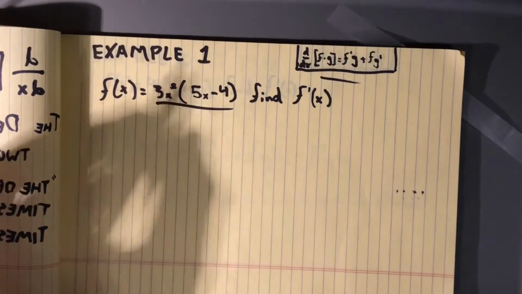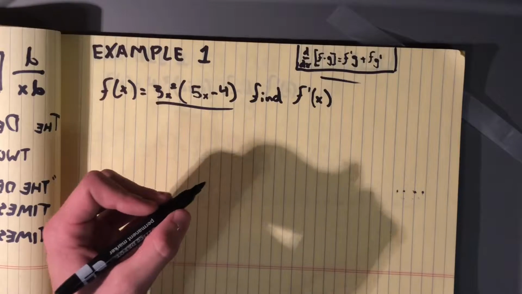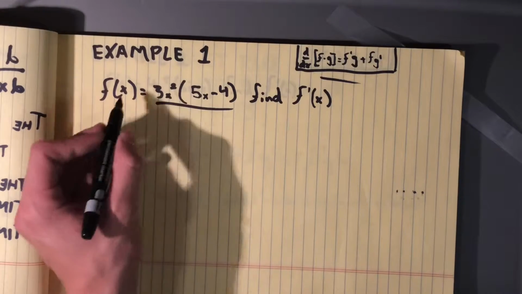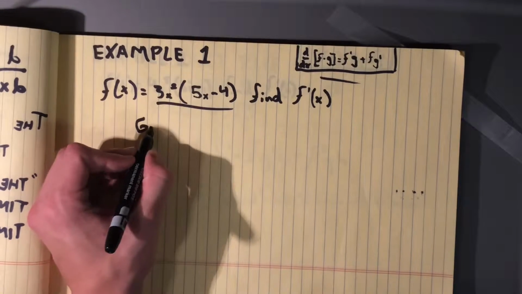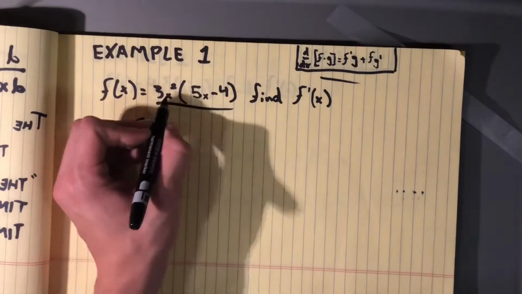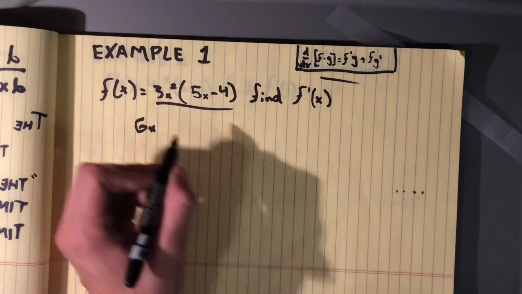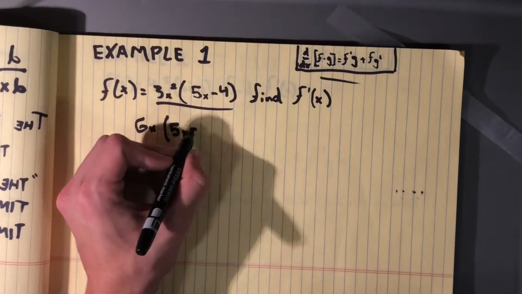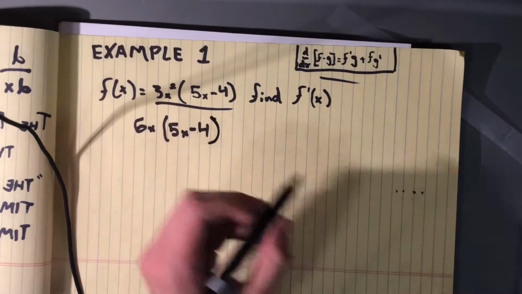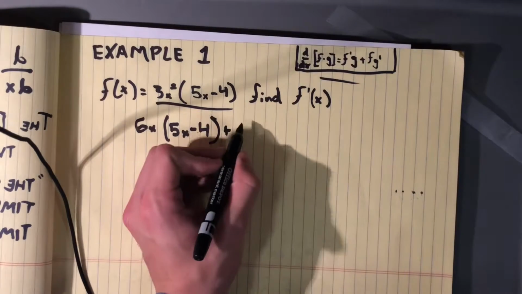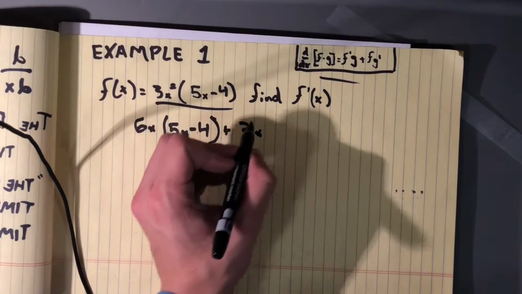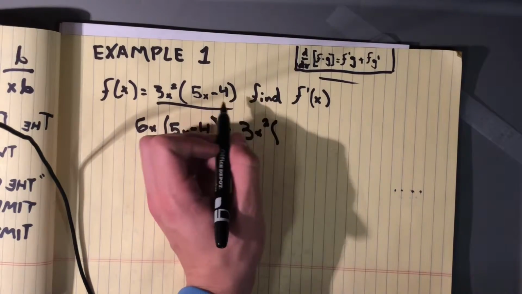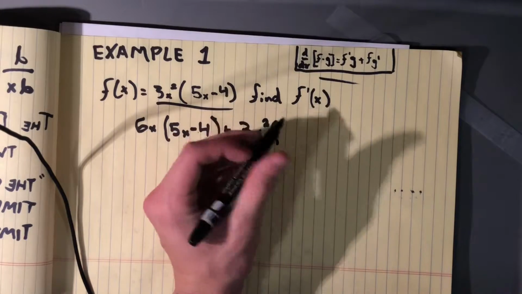So the derivative of the first function, which is 3x squared, is 6x, because 2 times 3 is 6, times just the second function, you don't have to do anything to it, plus the first function times the derivative of the second function, and the derivative of 5x minus 4 is just 5.